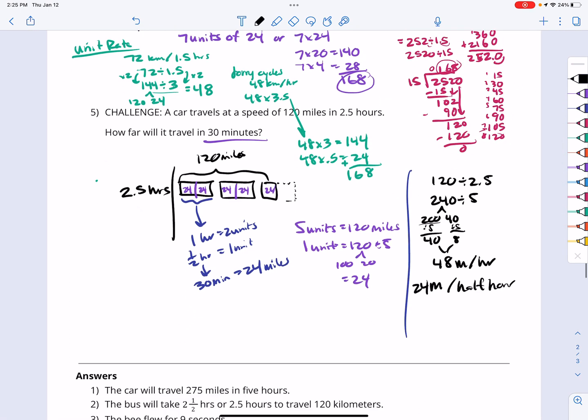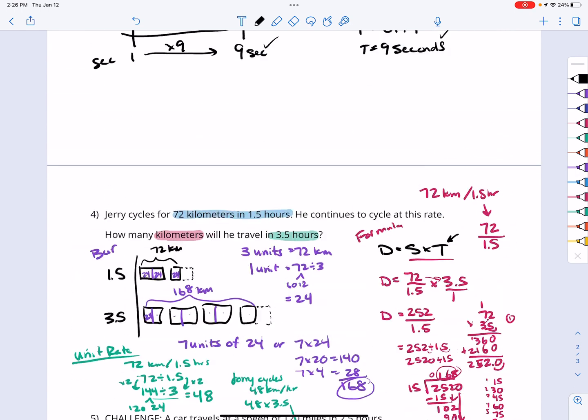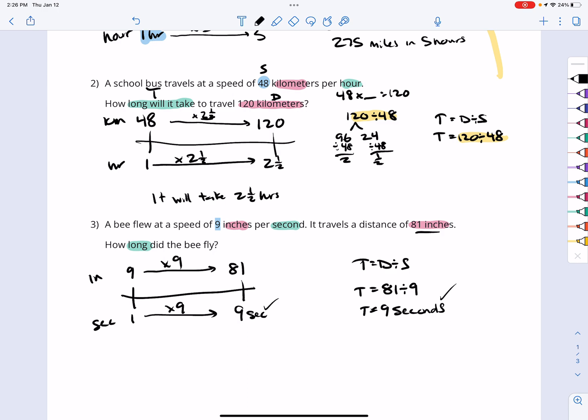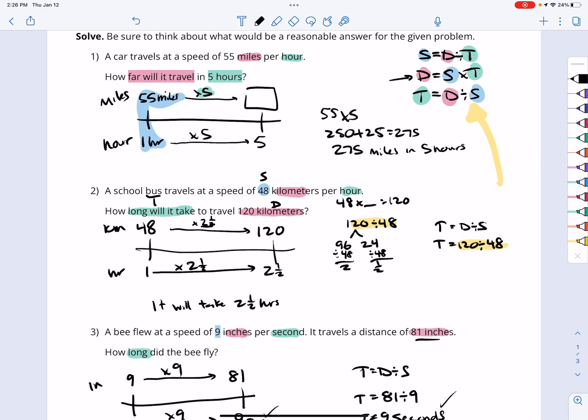So oftentimes there's going to be a strategy that makes the most sense, but definitely taking a moment to do a quick model is going to be really helpful, so that way you don't have to memorize these and you can be certain that if you did use a formula, you used the right one.